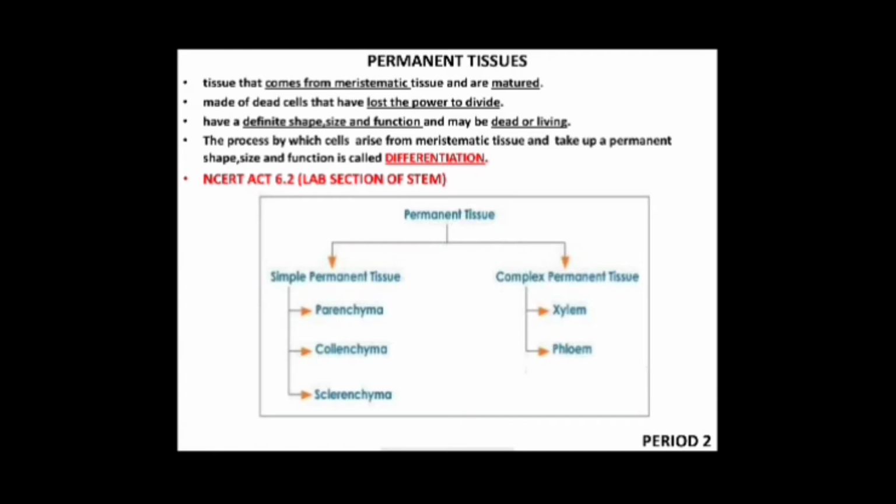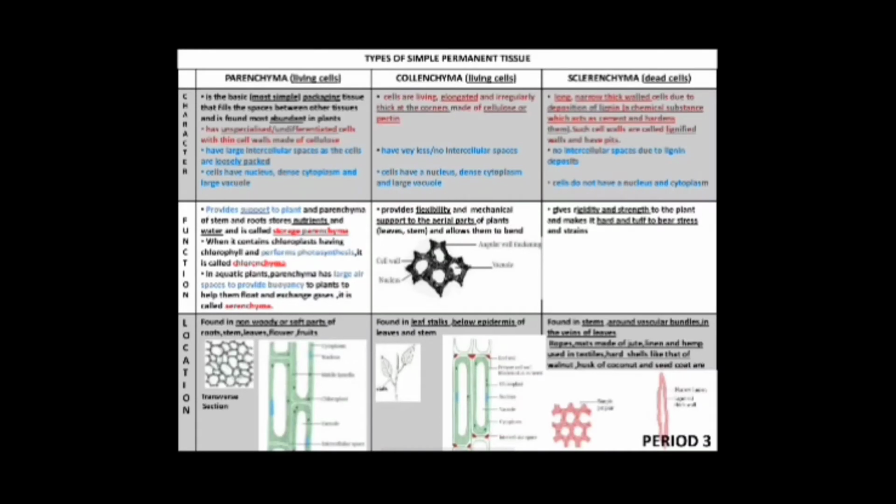The simple permanent tissue are again divided into three types: parenchyma, collenchyma, and sclerenchyma, which we are going to study next. So these are the three types of simple permanent tissue. This is a very good chart which is used to differentiate between parenchyma, collenchyma, and sclerenchyma. So in this chart, you can see first they are differentiated on the basis of their character, then function and location. So first we are going to study the characteristics of these three tissues.